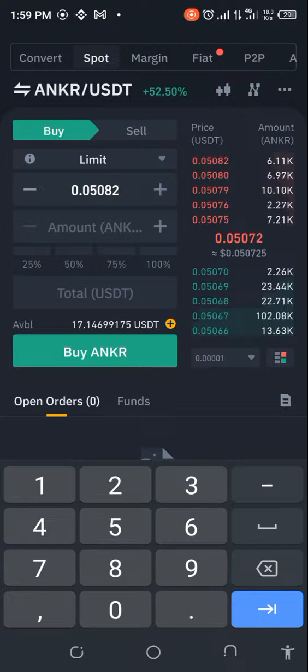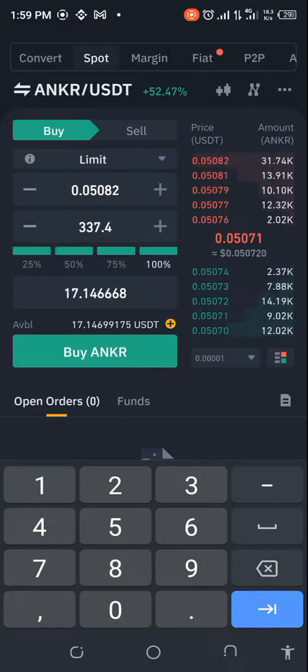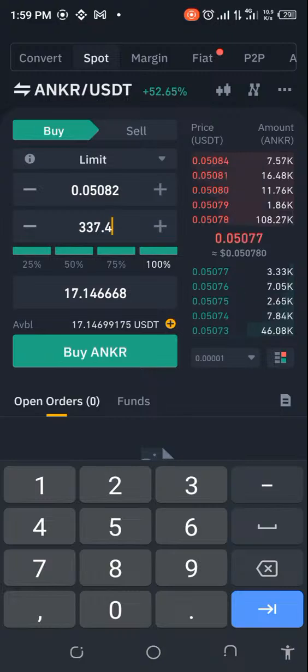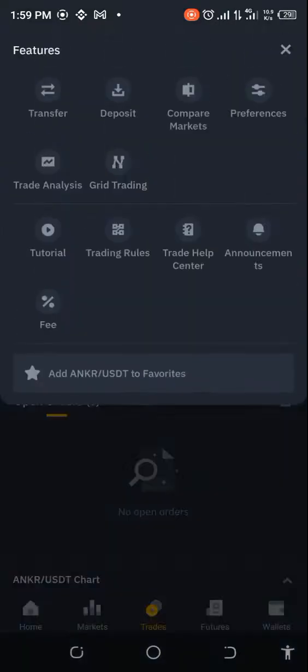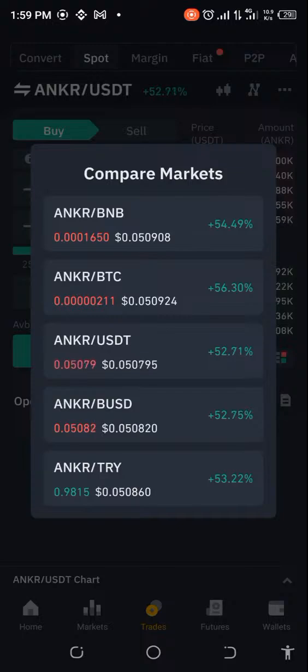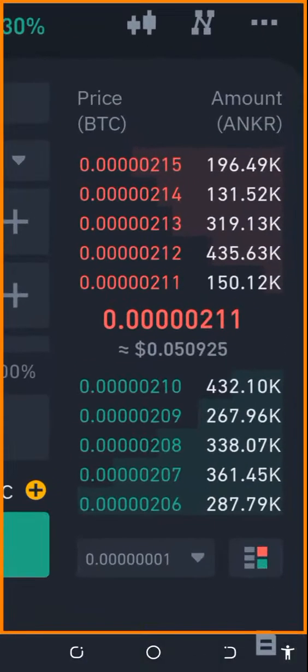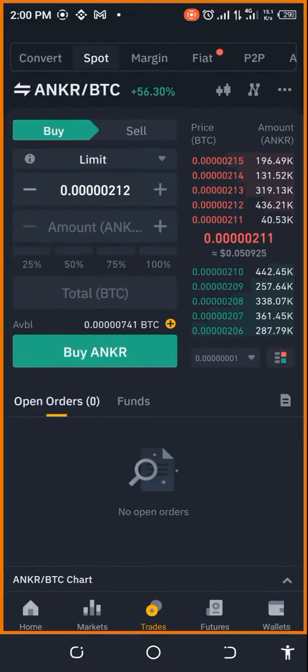So if I do a little simulation just to see what I will get, let's copy that. This is on 05082. Okay, so let me go sell that on the BTC market. I'm going to put that, let's see what it is here. Okay, you can actually see this here.